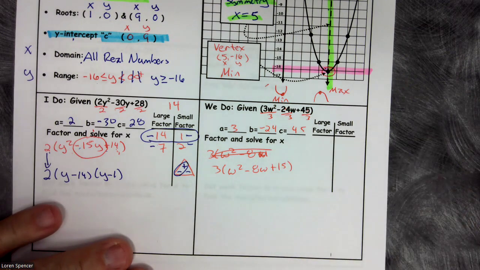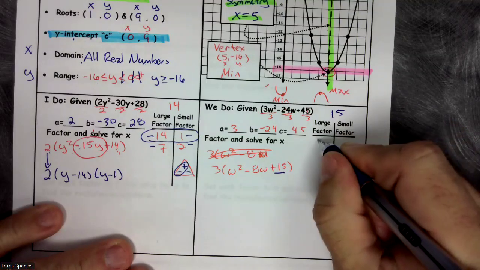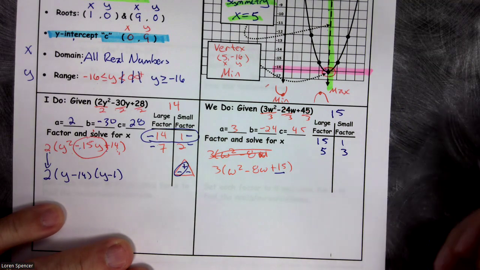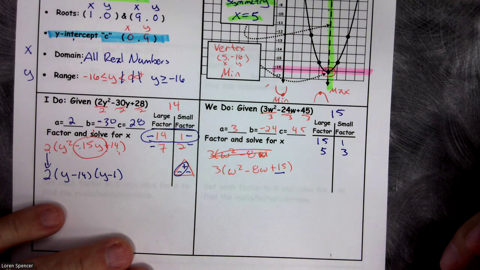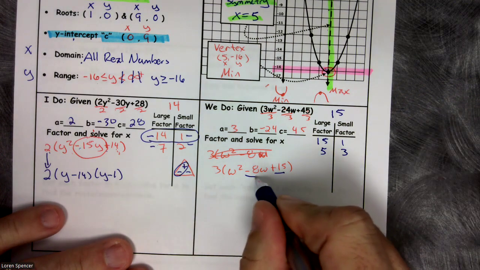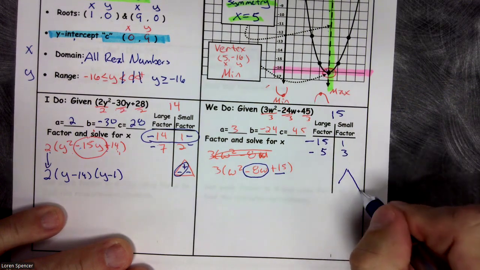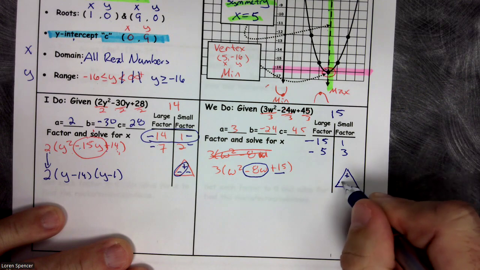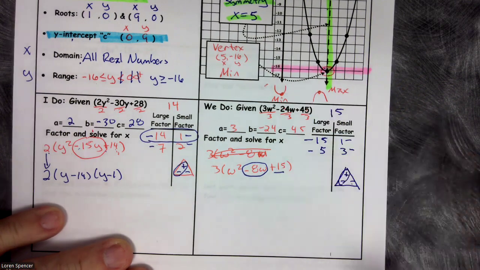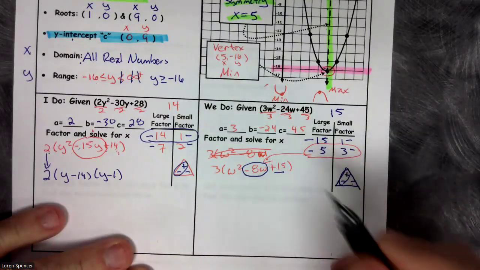So I'm going to need the factors of 15. And the factors are 15 and 1 and 5 and 3. Now, I look at my middle factor and it's negative. So that means my large factor is negative. I go to the triangle. And once again, I have a negative and a positive. So this means this is a negative. And I need the two factors that sum up to the middle term.